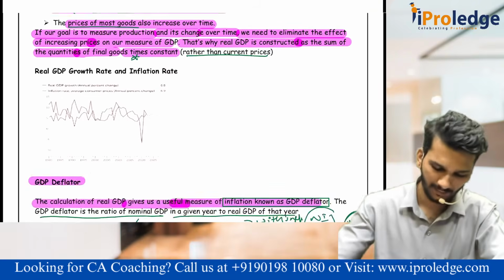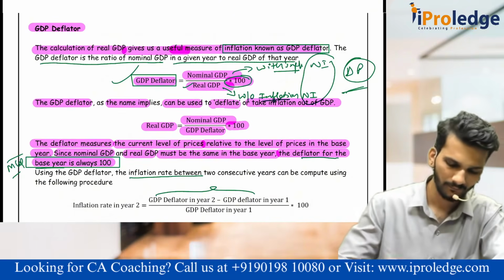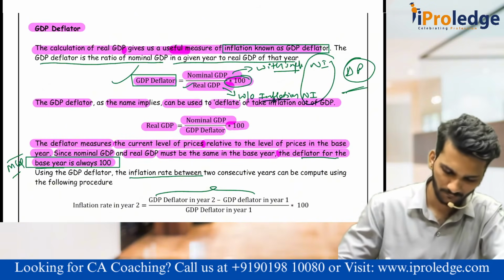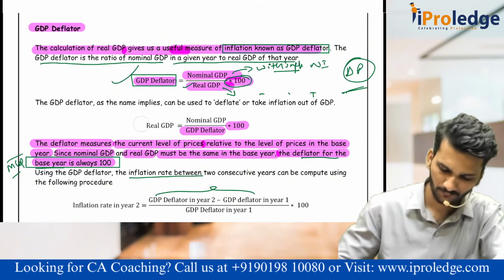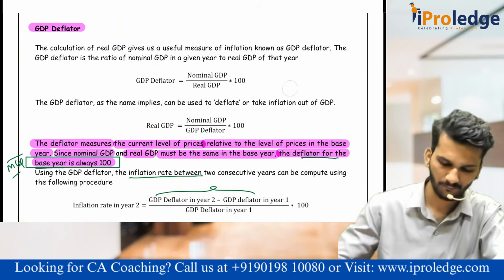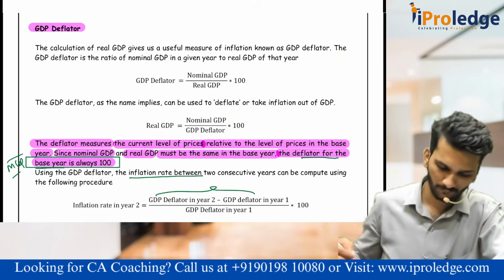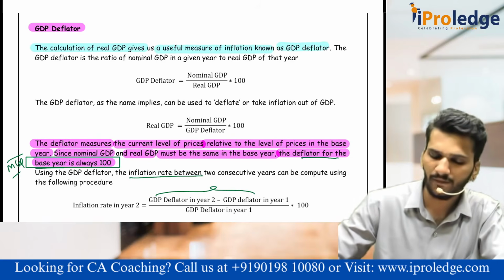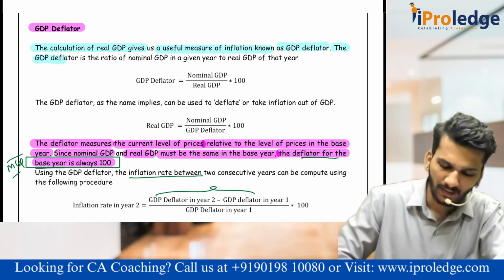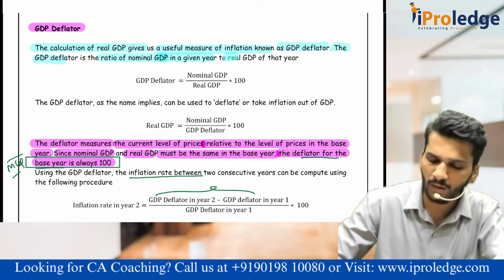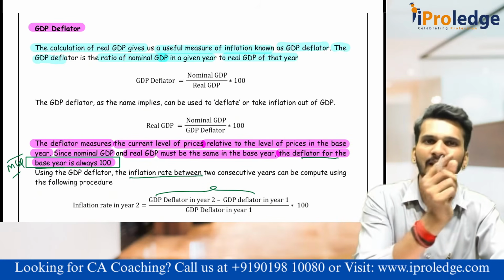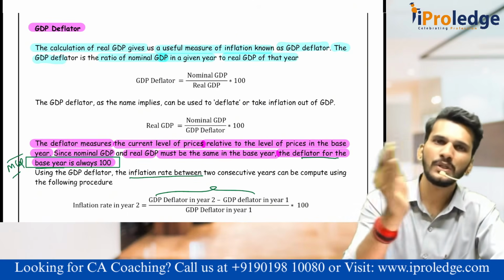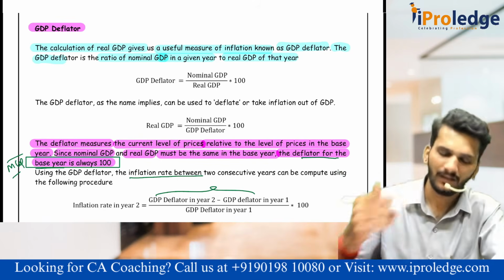This is our regular class material. You see here, the calculation of real GDP gives us a useful measure for inflation known as the GDP deflator. The GDP deflator is the ratio of nominal GDP in a given year to the real GDP of that year. If current prices are this much, how much will be the constant prices? What is real, what is nominal? That is the ratio.